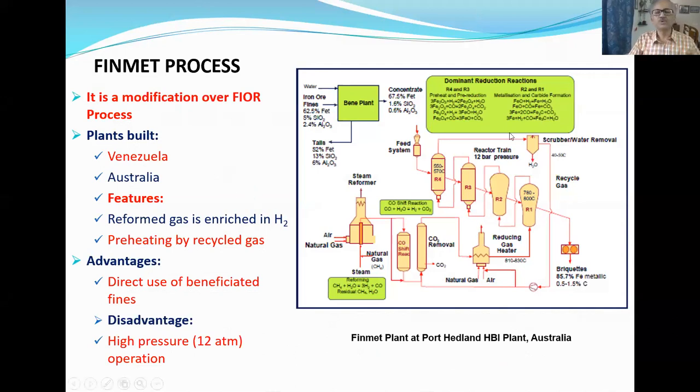the advantage of this Finmet process is that you can make the reformed gas enriched in hydrogen by CO gas shift reaction, and then you can utilize it and produce at a comparatively lower temperature. And that is the advantage. But the major problem is that in most cases, in a fluid bed reactor, you have to operate at a very high pressure. In this case, it is around 12 atmospheric pressure, because otherwise it is difficult to maintain a fluid bed reactor. It is not simply like that.